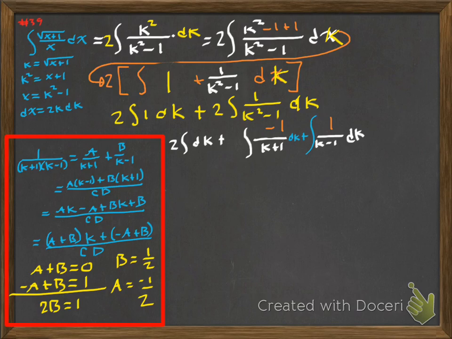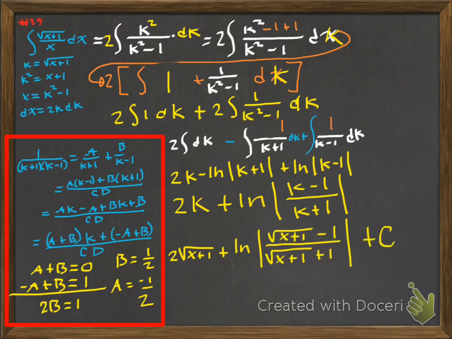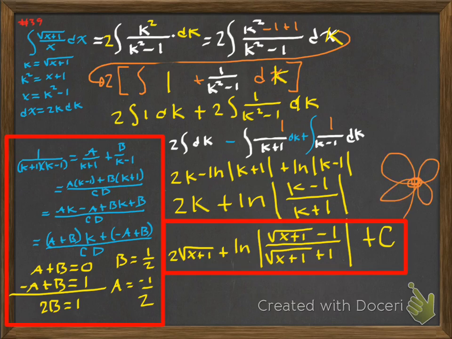Why? Because naturally, I'm going to do the natural log. So that's 2k minus the natural log of k plus 1 plus the natural log of k minus 1. Then I'm going to combine those logs using my logarithm properties. The one with the minus goes on the bottom. Now all I got to do is back sub. Boom, boom, boom. I stick my k back in. And I add my C. Naturally. And you're done. Box and flower.